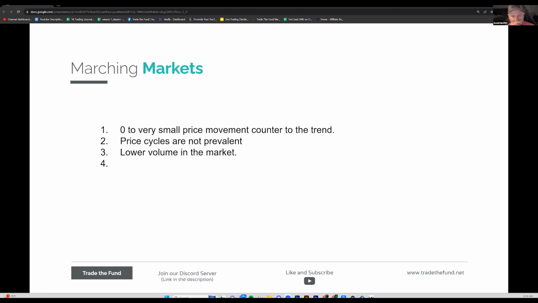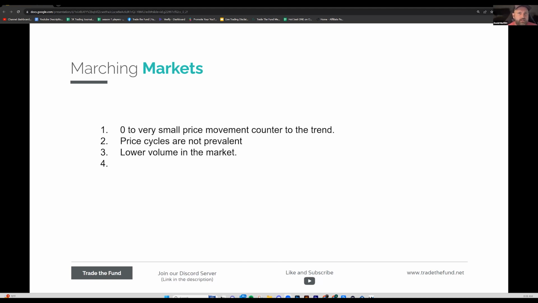Okay. And so just to recap, how to identify a marching market: a little counter movement, minimal price cycles, and lower volume. Those are your 3 KPIs, if you will, to identify that a marching market is about to occur, or to be on the lookout for during your trading session. And remember, just like we're talking about, always have at least 3 pieces of evidence supporting anything that you're thinking about before concluding that yes, you are indeed in a marching market. Look for 3 pieces of evidence before you start trading it as if it's a marching market.